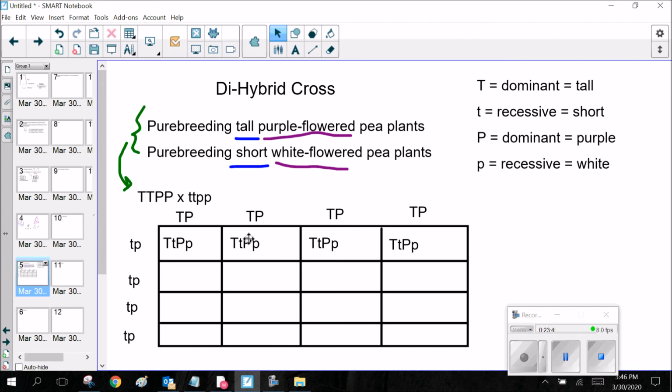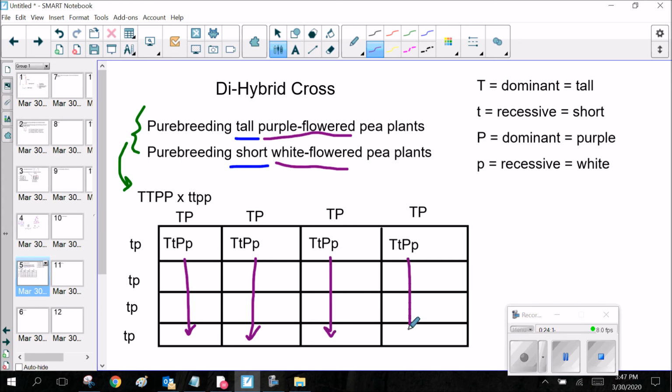So this is the one possible combination we could get from these pure breeding plants. When Mendel bred the pure breeding tall purple plants with the pure breeding short white plants, the reason why all the offspring were exactly the same, and why they were all tall and purple, is because they were all inheriting at least one copy of the dominant allele for each of those traits, for tall and for purple. And so what he ended up getting was something that looked like this, right? And all the plants were tall and purple.